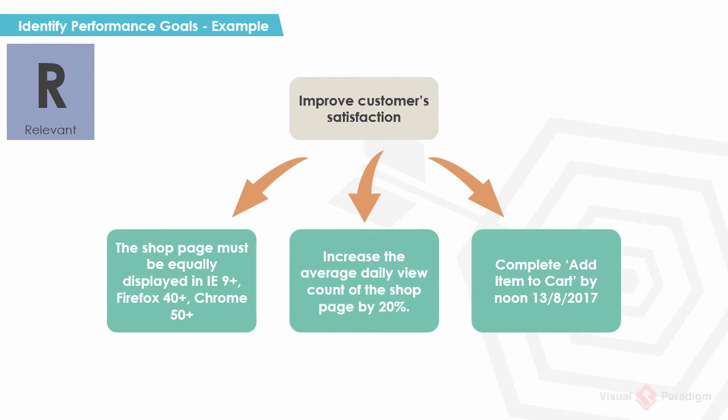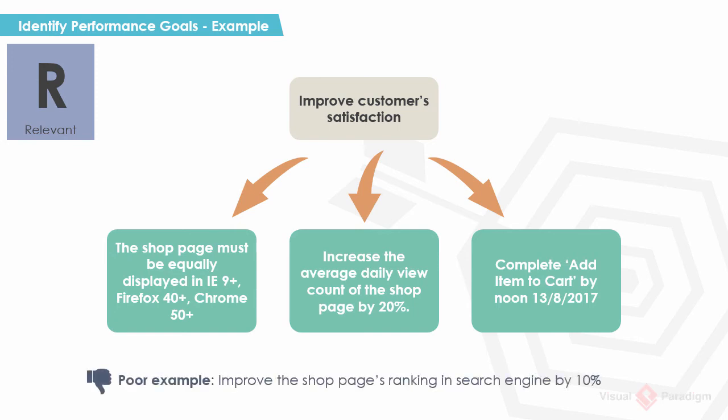Relevant. All the 3 goals are defined to serve the business objective in this example, so all of them are relevant. A poor example goal is to have the search ranking of the shop page increase by 10%. It's poor because it's not relevant to the objective to improve customer satisfaction.